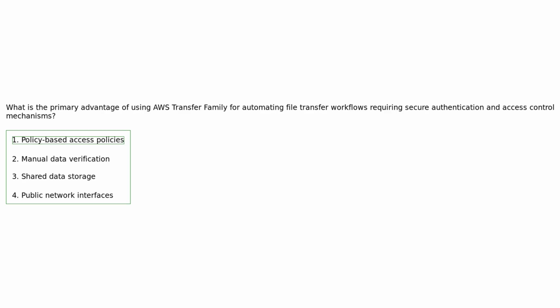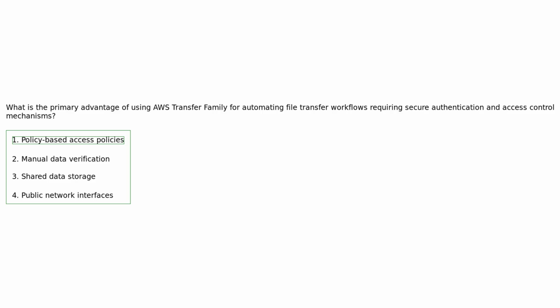The primary advantage of using AWS Transfer Family for automating file transfer workflows is the implementation of policy-based access policies that define granular data access controls, ensuring secure authentication and authorization mechanisms for file transfers, enhancing data security and access control in transfer operations.